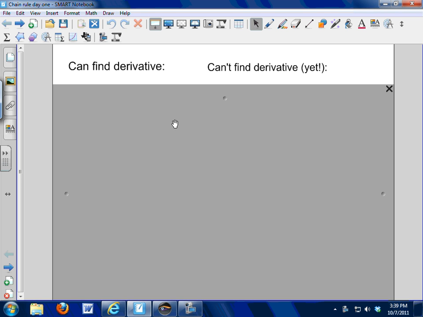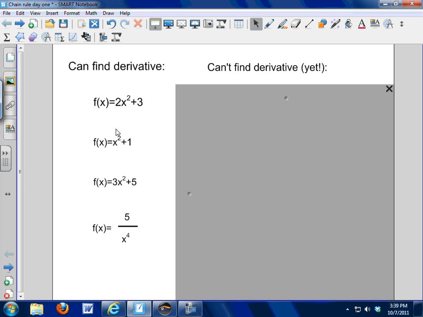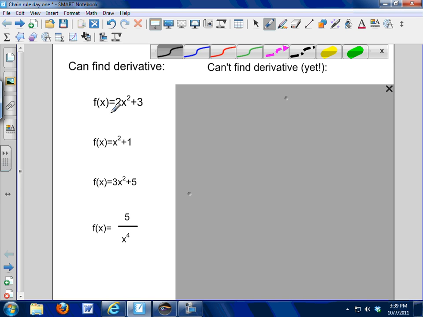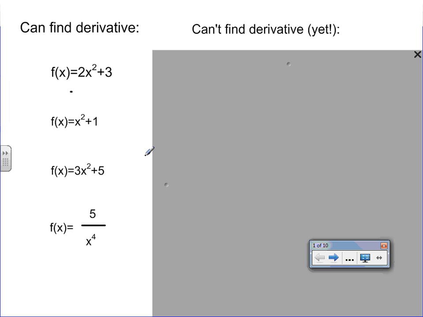So we've got a little video, and it's called The Chain Rule. It doesn't say it anywhere, but so far we've been taking derivatives of things. We have the rules that will help us make this happen. We could find the derivative of 2x squared plus 3, x squared plus 1, 3x squared plus 5, and 5 over x to the 4th.